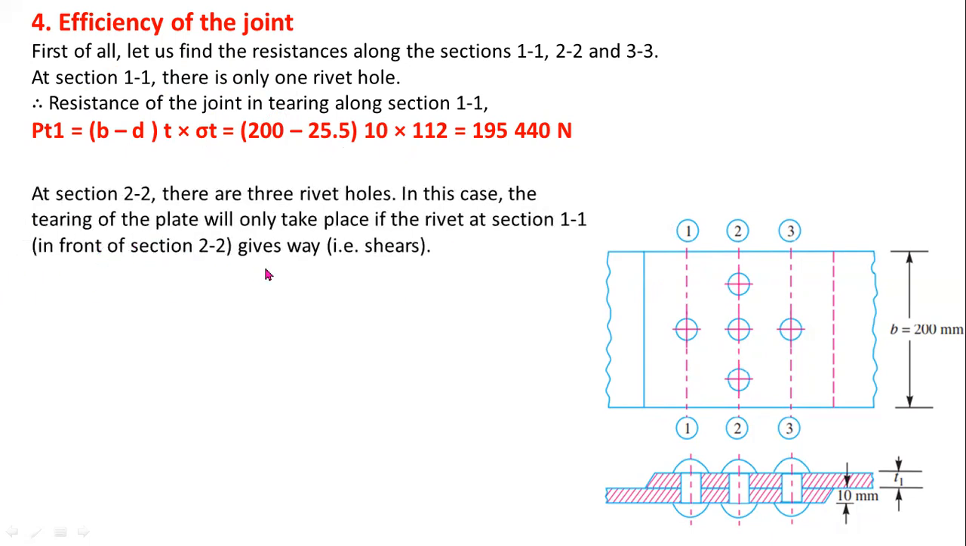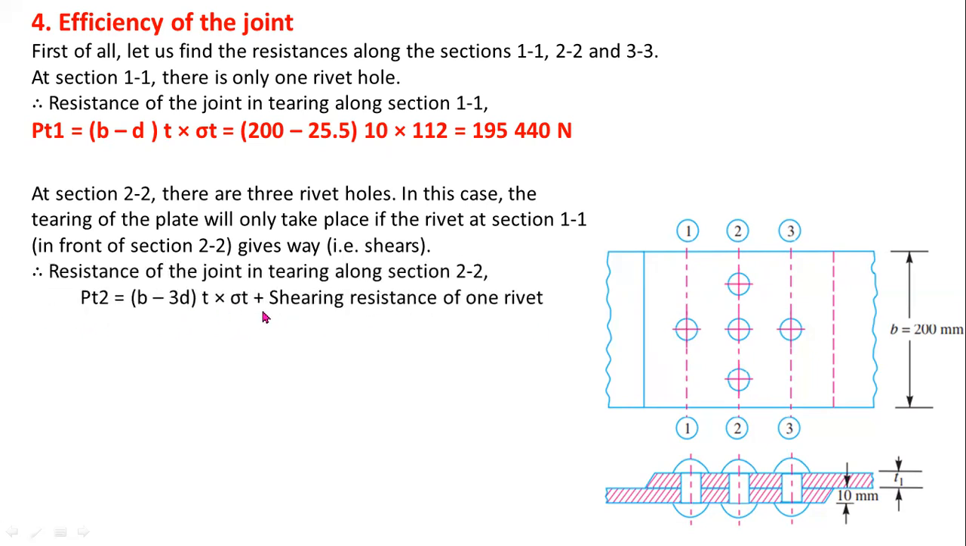Now the tearing strength for 3 rivets. At section 2.2 there are 3 rivets, so you have to consider the tearing strength for 3 rivets and the shearing strength for a single rivet. So PT2 equal to the tearing strength for 3 rivets plus the shearing strength for a single rivet. For 3 rivets you have to consider 3 times the diameter of the rivet, 3D. This one is the shearing strength for a single rivet, that is PS.